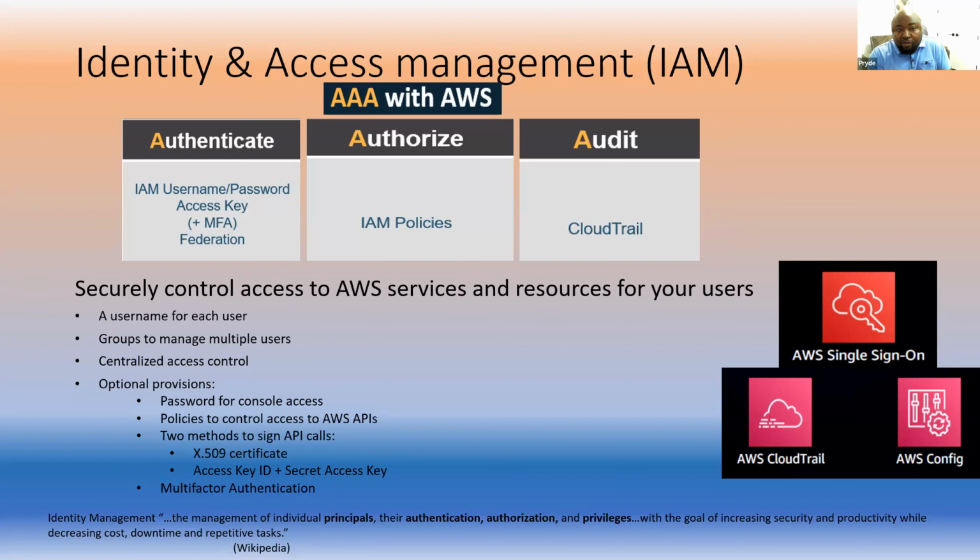Now, for every access, like Wikipedia, you might look at the slide. Identity management is the management of individual principals, the authentication, authorization, and privileges, with the goal of increasing security, productivity, and driving down cost, and avoiding repetitive tasks. So that's what it means to manage identity of users, or principals, within the AWS environment.